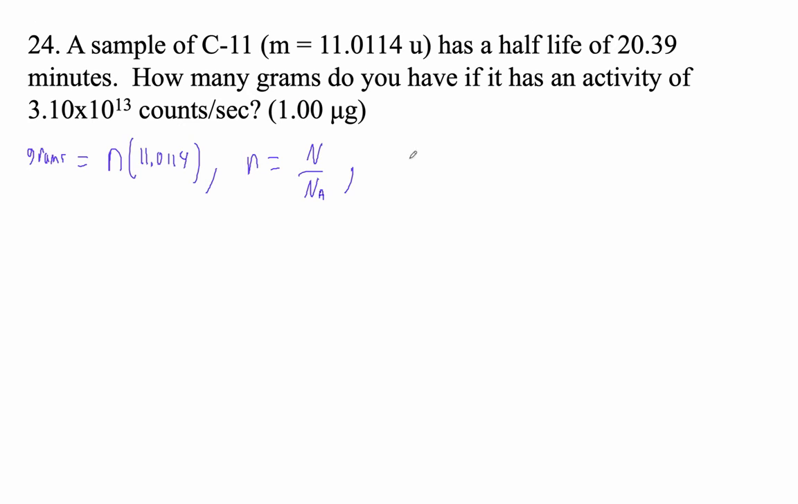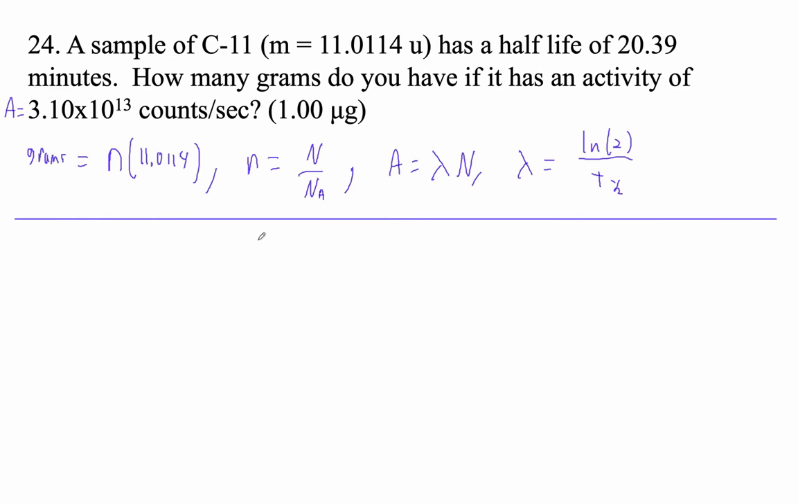Well, we get the number of atoms from activity, which is the decay probability times the number of atoms. And we have this as our activity, so all we need is the decay probability. The decay probability we'll get from ln2 divided by the half-life. So let's start with that. So the decay probability is ln2.